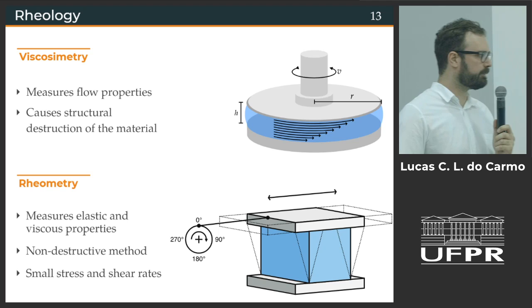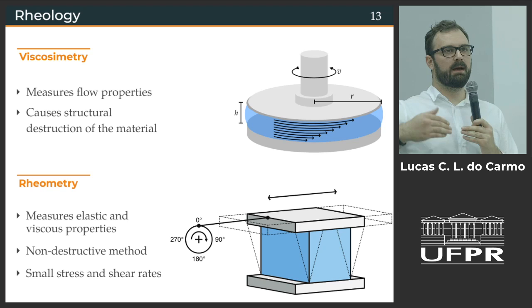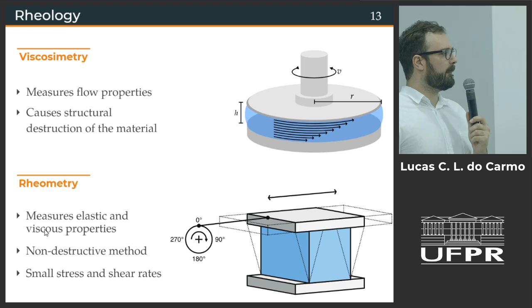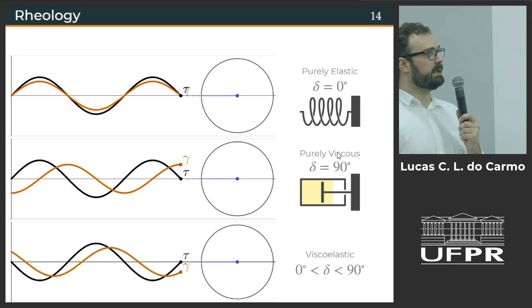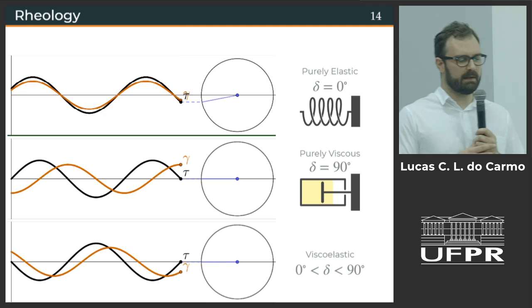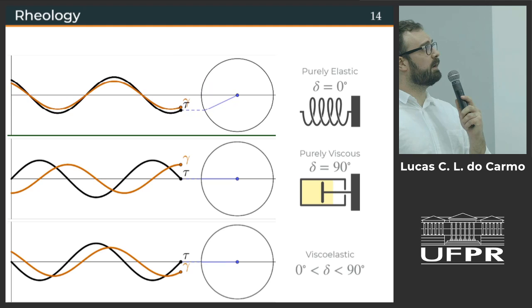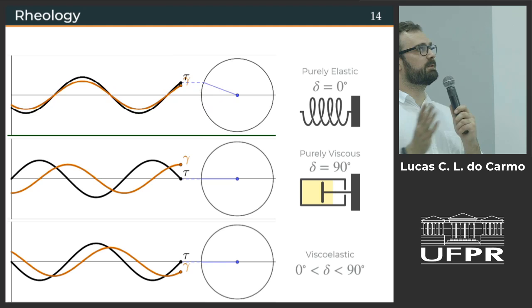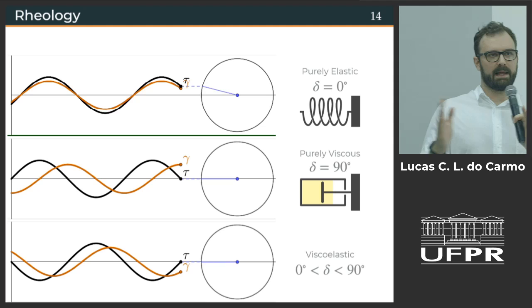It's also usually a non-destructive method because it doesn't shear the sample so hard as to destroy the internal structure, and it is usually used at small stresses and shear rates. So in rheometry, you have the concept of elasticity and viscosity. To exemplify, here on the top illustration, we have a material that is purely elastic. We can see that the shear stress, the black line, is completely in phase with the deformation of the sample, which is the orange line. So this is purely elastic because there is no lag between the tension applied and the response of the material.